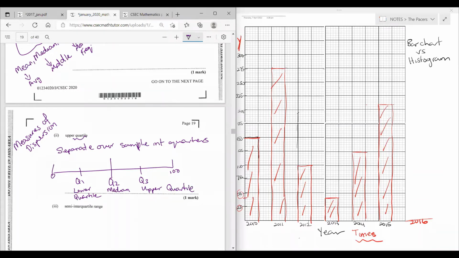So to find your median, you use a half by n plus 1. To find your lower quartile, you're going to use a quarter now, because remember it's the first quarter, a quarter by n plus 1. And to find the upper quartile, what would we use?